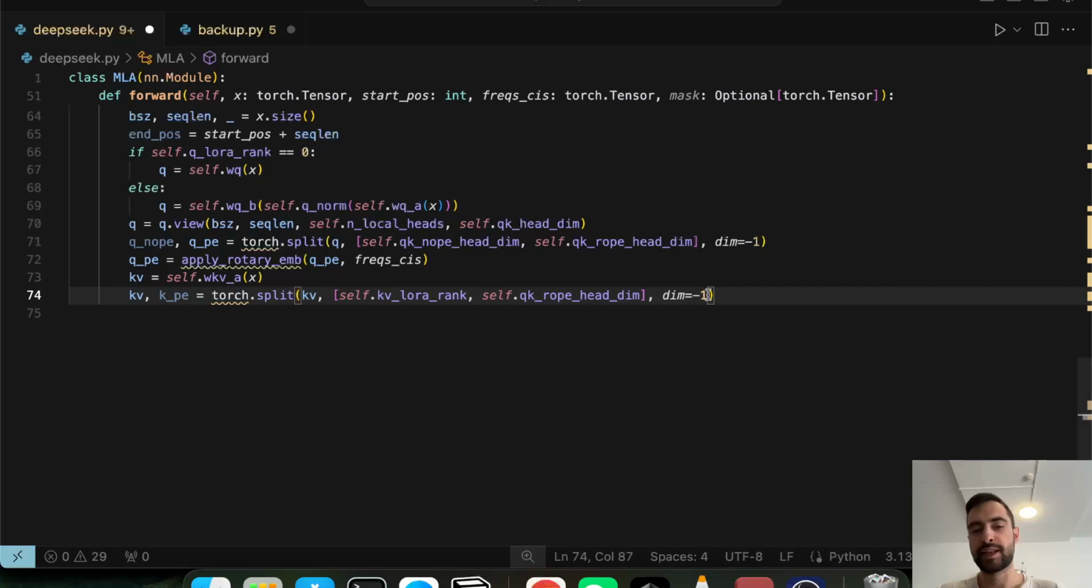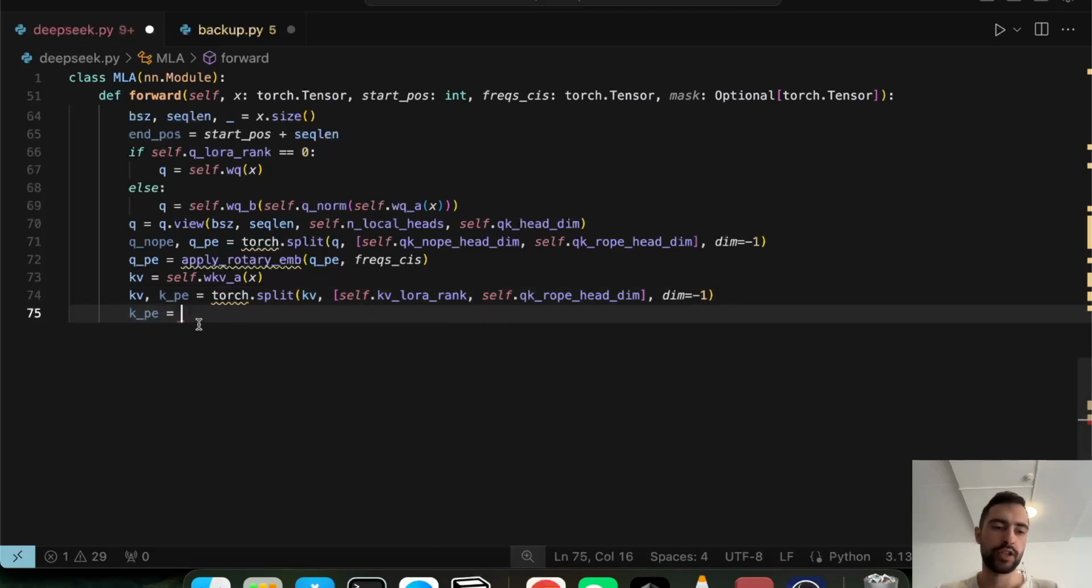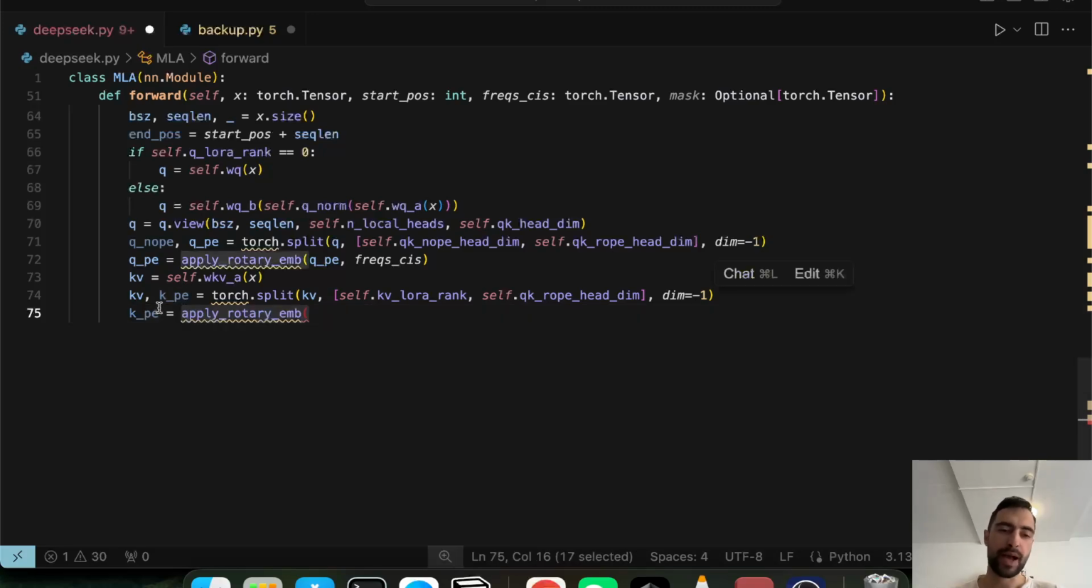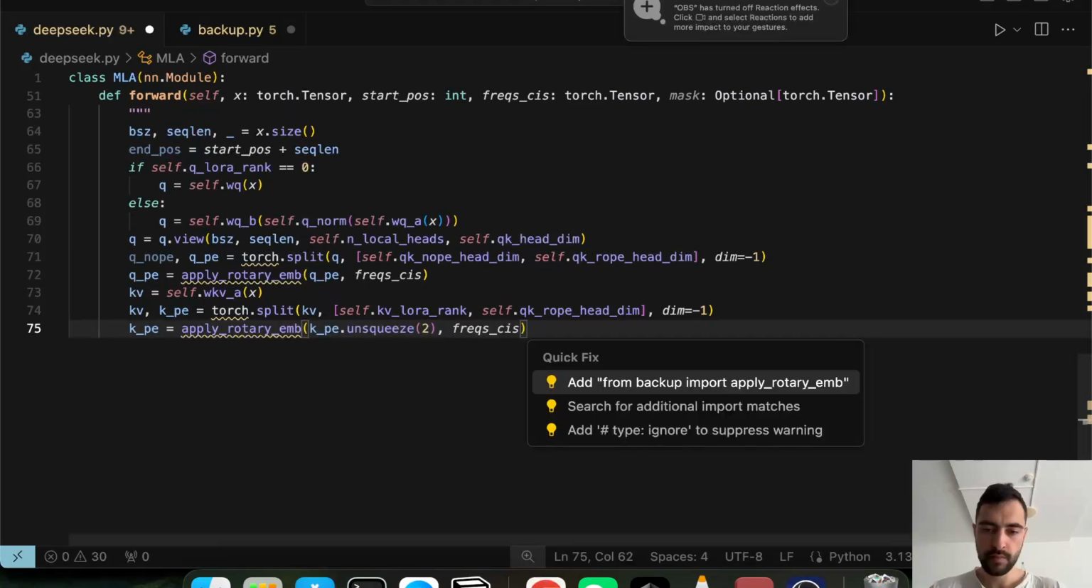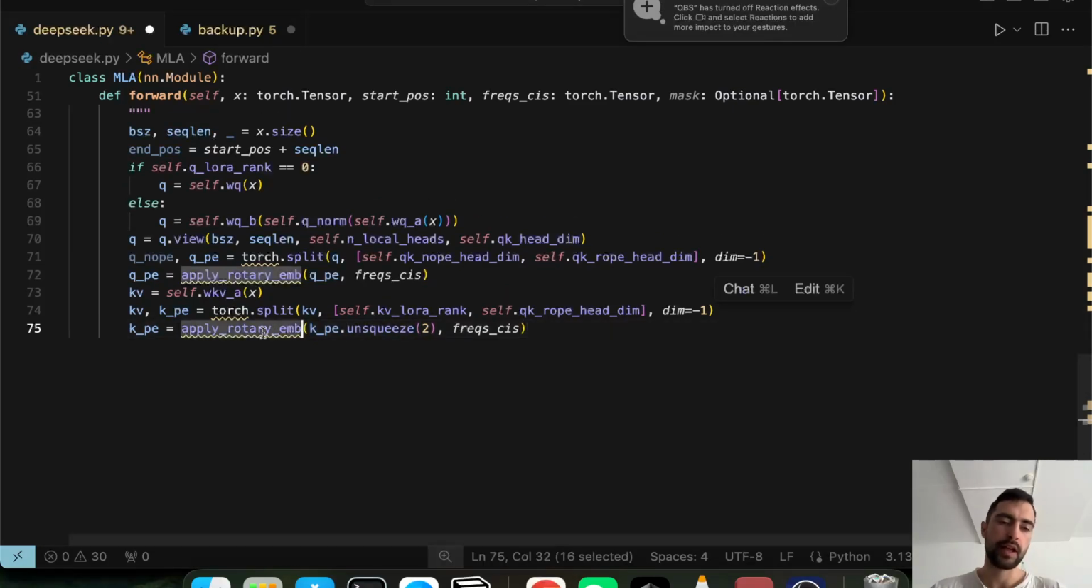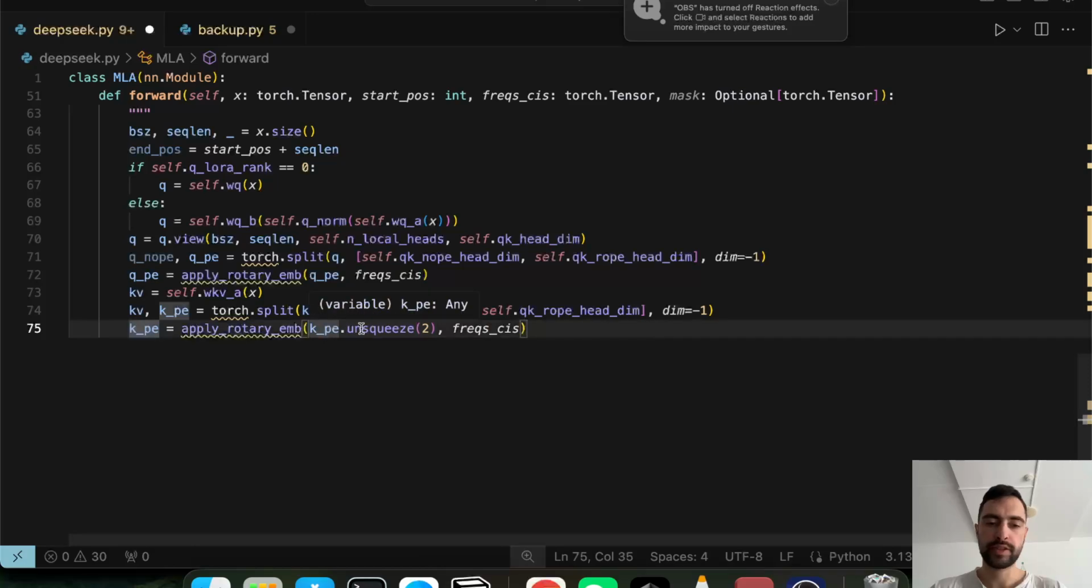And the dimension is the last dimension. So now that we have the head positional encodings, we will pass that through applying rotary embeddings. We will implement this function later, but this function requires a certain shape, and we need to expand this by one dimension because this key positional encoding head doesn't have a head dimension at all.